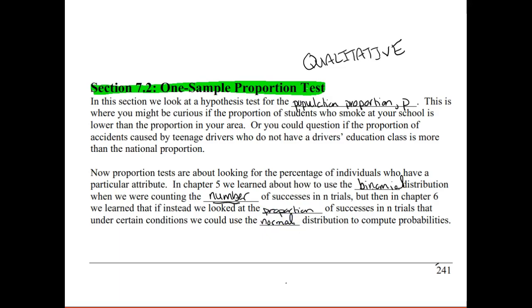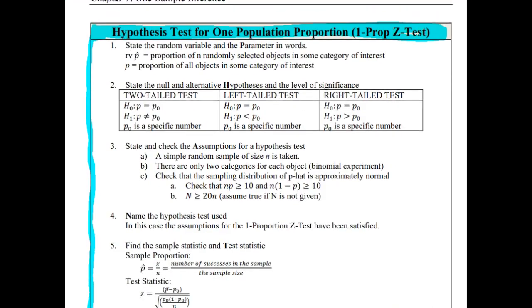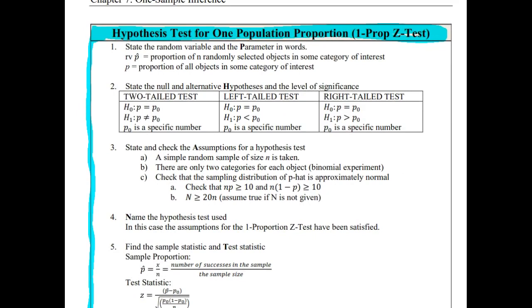So for the rest of the course, when we're talking about qualitative data, we are going to be using the normal distribution to get these approximate probabilities. Alright, so for our hypothesis test for the one population proportion, the input screen we have on the calculator for that is the one proportion z-test.